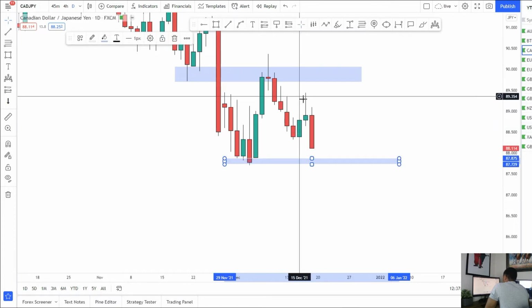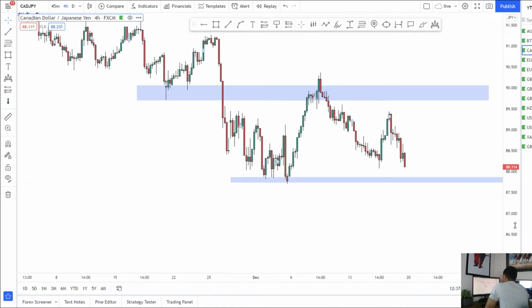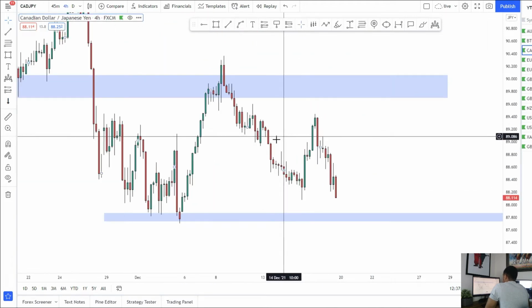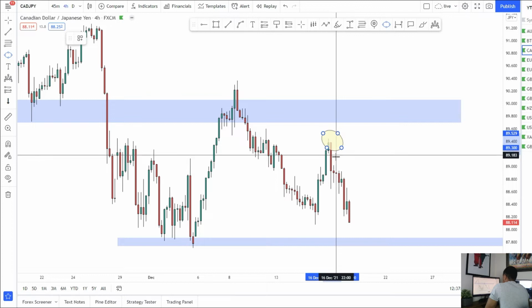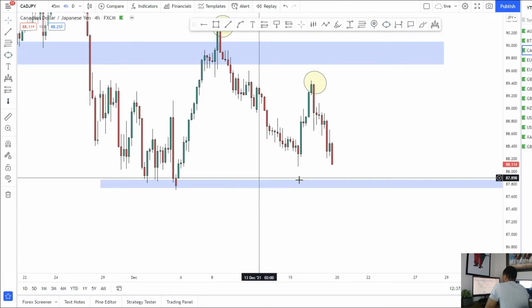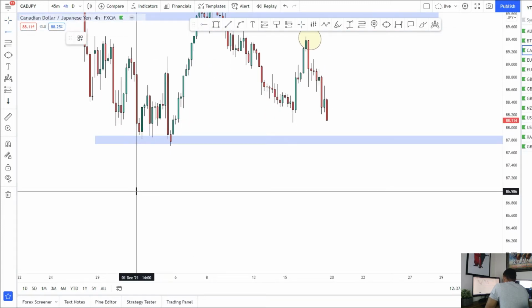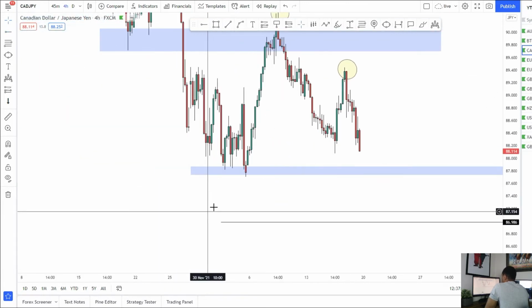Had a nice pullback, looking for entries there, and we did see price roll over. So I'm still expecting price to roll over here. We're still putting in those lower lows and lower highs here. So I do think CAD JPY most likely next week will push into these lows and probably take them out. And we do have our next target at 87. So looking for sells this week, really.